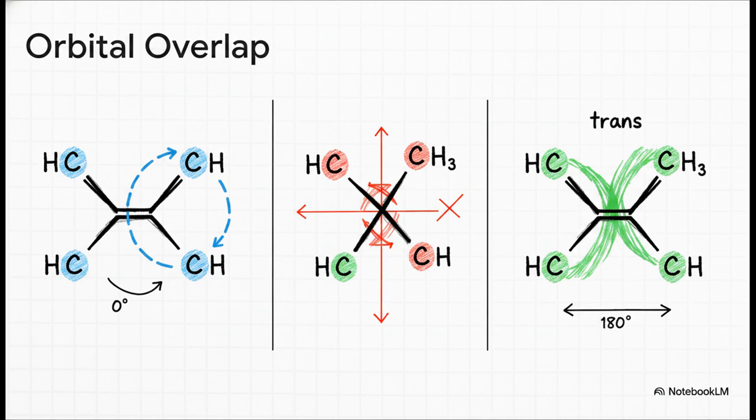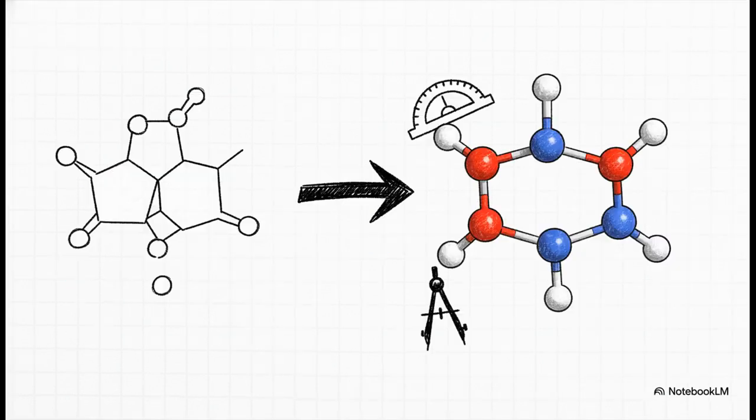At 0 degrees and 180 degrees, the bonds are perfectly parallel or antiparallel, meaning you get maximum overlap and the largest possible coupling constants. But right at 90 degrees, the orbitals are completely perpendicular. The overlap totally vanishes and the coupling drops to basically 0. This is exactly why in alkenes, for example, trans couplings at 180 degrees are pretty much always larger than cis couplings at 0 degrees. Which brings us to the big picture.